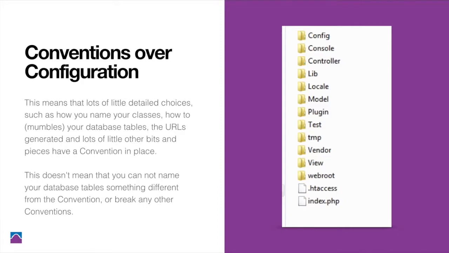What's really great about CakePHP is that it uses convention over configuration, which basically means that lots of little detail choices, such as how you name your classes, how your database tables are named, the URLs generated, and lots of other bits and pieces have a convention in place. So they already have a system in place for how to do things and how to name things. But the great thing is that it doesn't mean you have to obey it. You can definitely break the rules of how they tell you to do things.